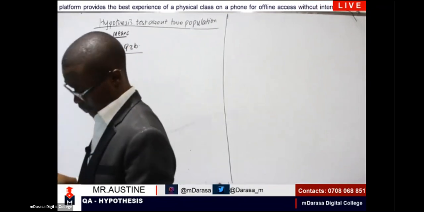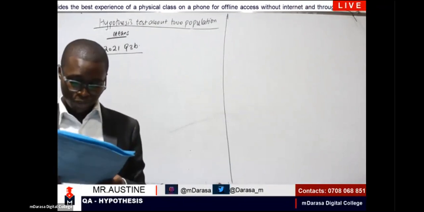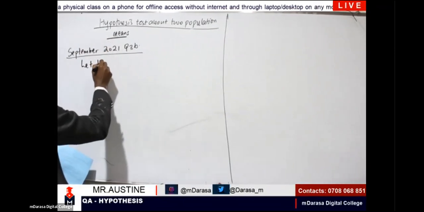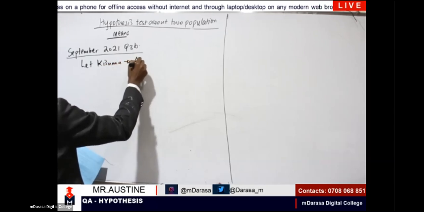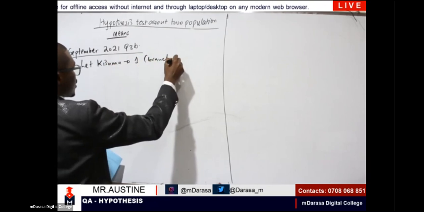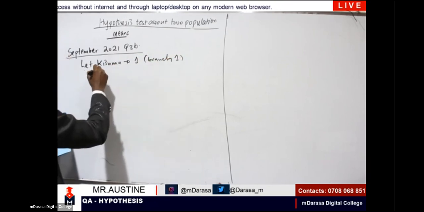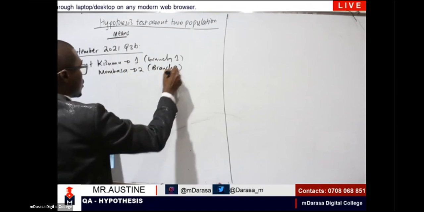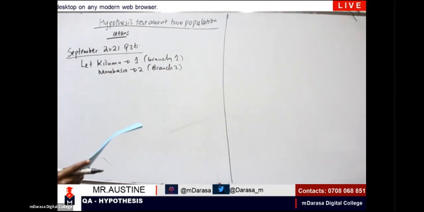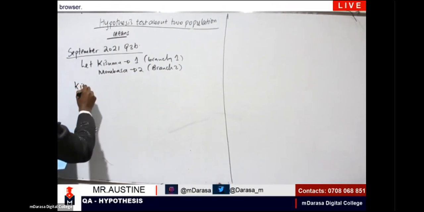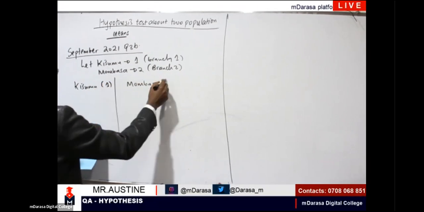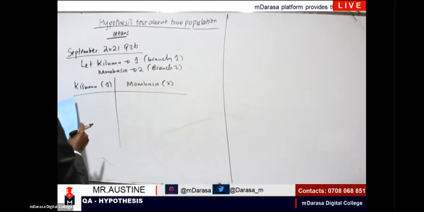The question says that Malimali Supermarket operates 2 branches, one in Kisumu and one in Mombasa. So let Kisumu be 1, in this case we are talking about branch 1, and Mombasa be 2, branch 2. A sample of 40 employees were taken from Kisumu.